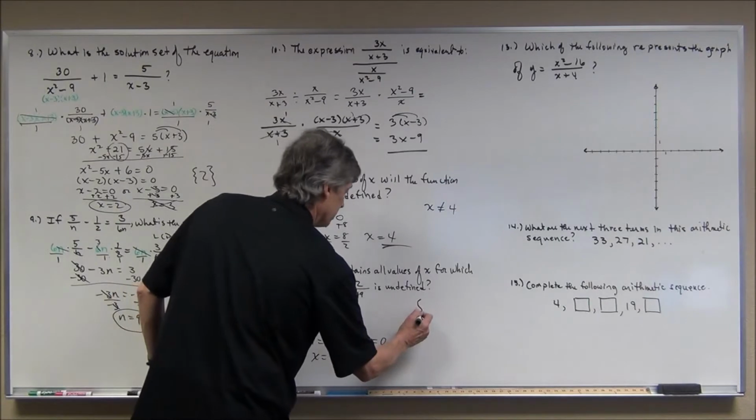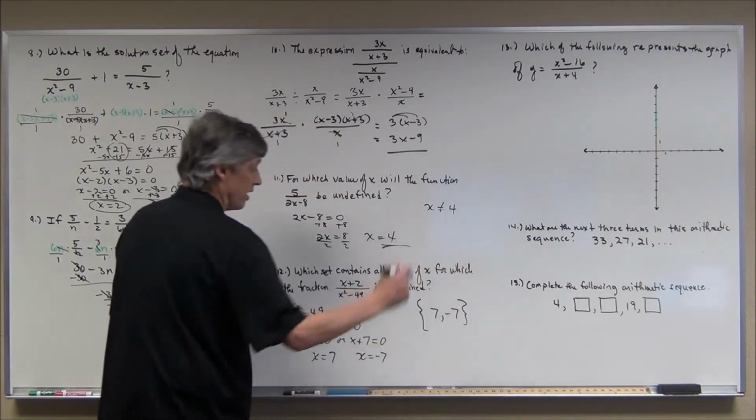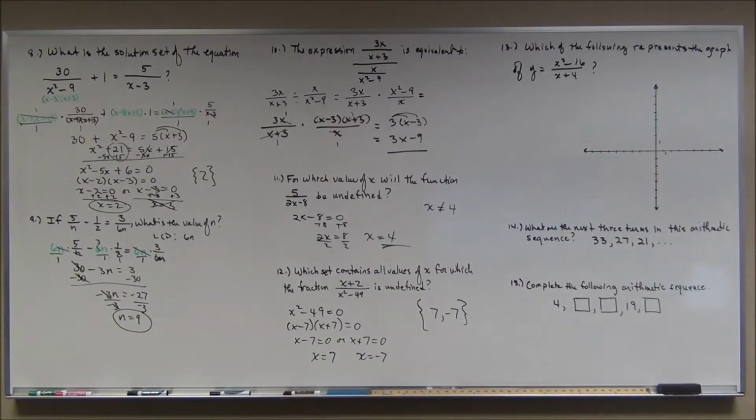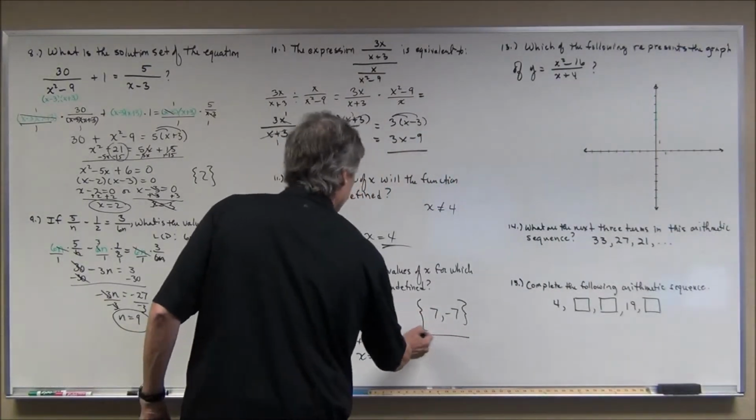So the set of values would be 7 or negative 7. Maybe they write it with plus or minus 7. I haven't checked. No, he wrote it out that way. And there's your answer right here for problem 12.